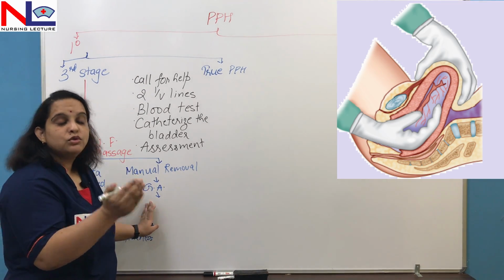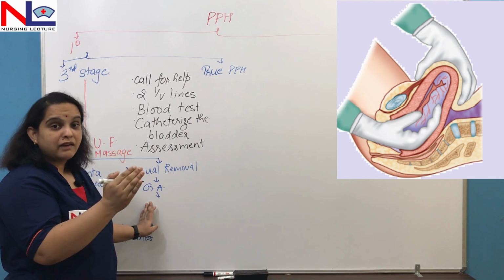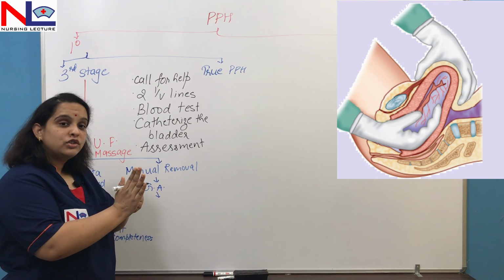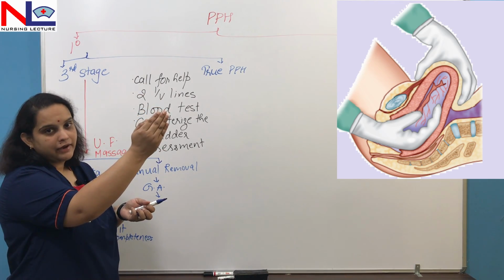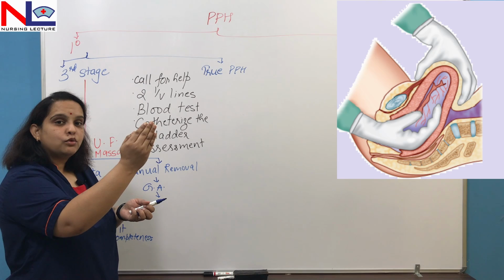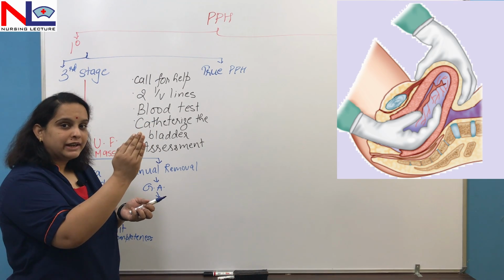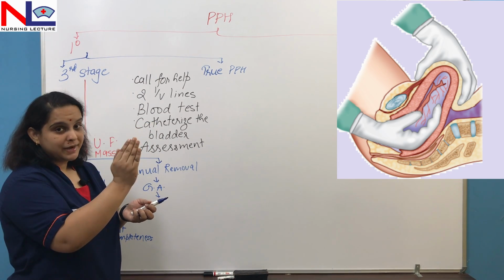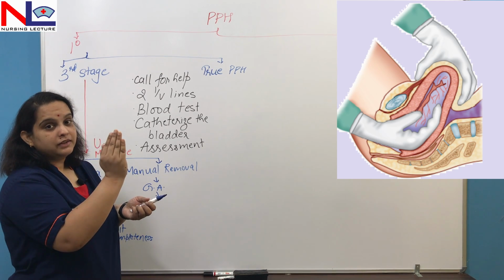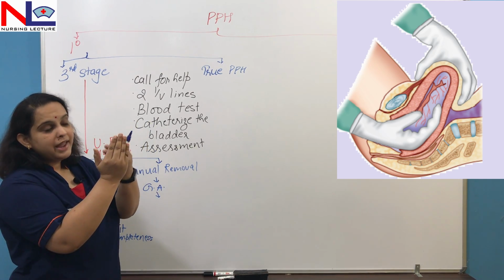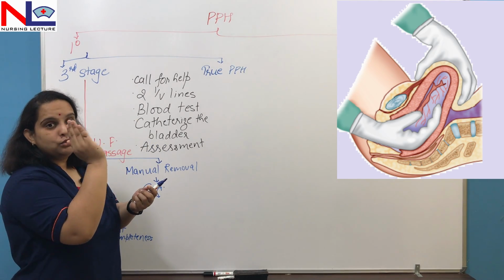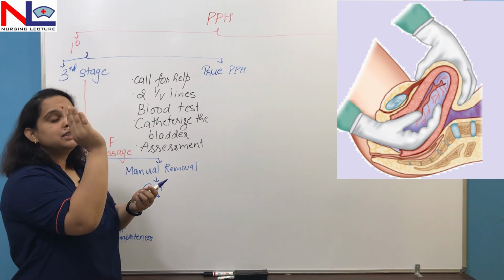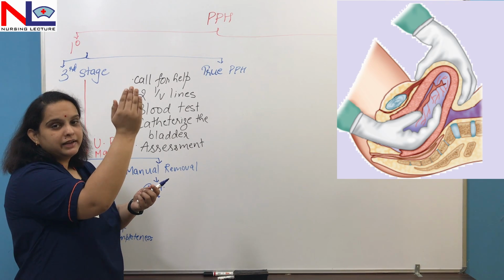First we use our dominant hand, which should be gloved and lubricated, and in a cone shaped manner we introduce it in the vagina and into the uterine cavity. Once we place it in the uterine cavity, we locate the placenta and place the fingers in between the uterine wall and the placenta. Now slowly we do a slicing movement, and by the slicing movement the placenta gets separated.